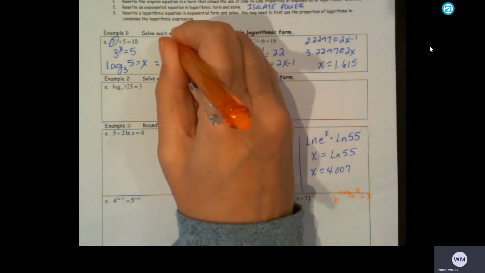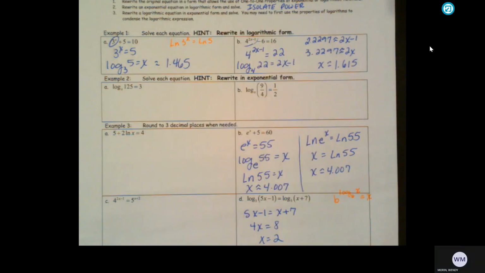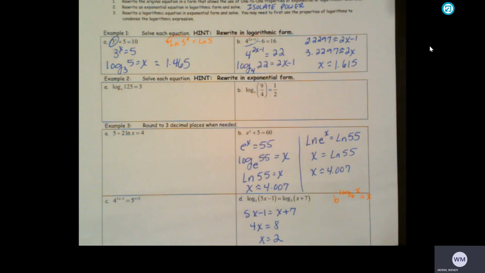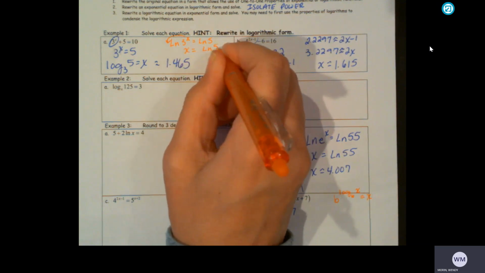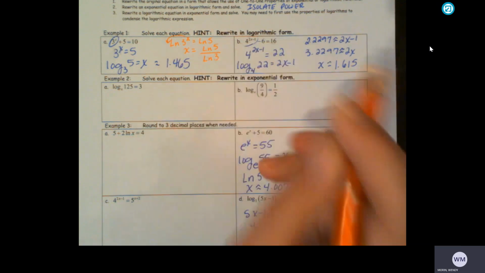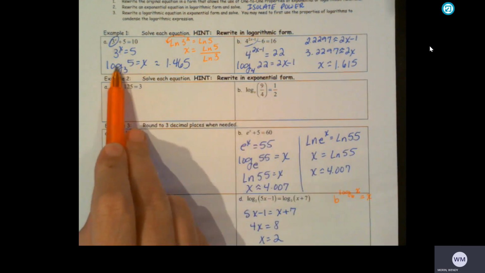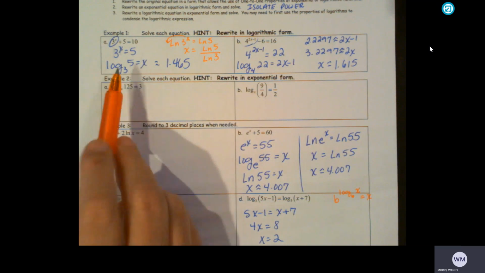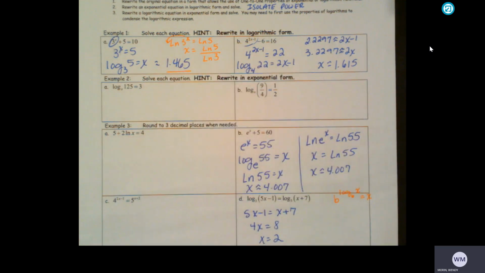Let me show you real quick. The natural log of 3 to the x equals the natural log of 5. The x comes out in front using our log properties, and then x is equal to the ln of 5 divided by the ln of 3. And when you type that into your calculator, that's the same thing as the log of 5 divided by the log of 3. That's the same thing as the log of 5 base 3. You will get the same answer. So that's another way of solving an exponential equation.